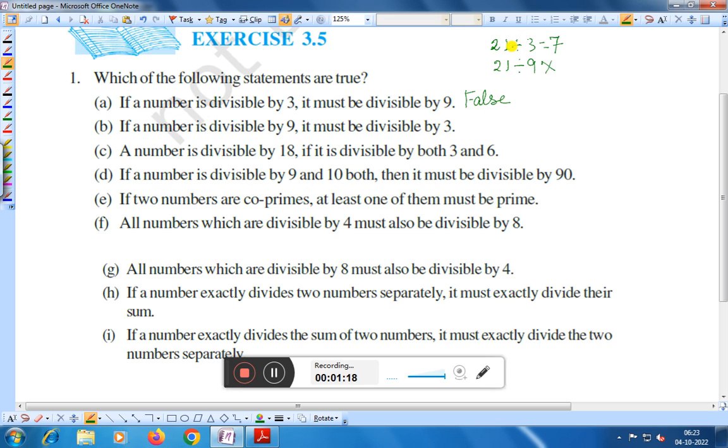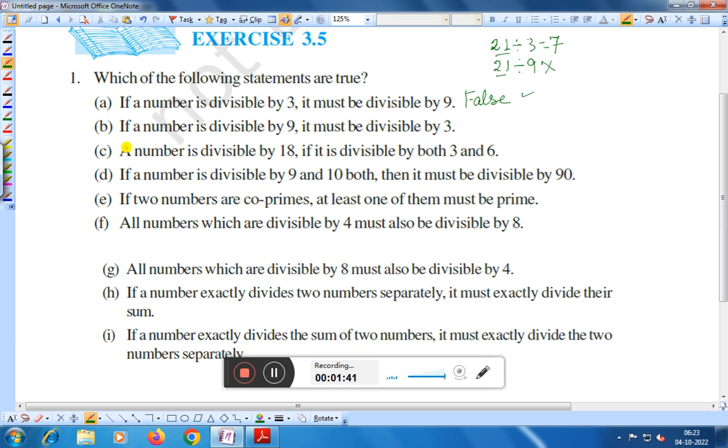Again, we are explaining, if a number is divisible by 3, it must be divisible by 9. If we take the number 21, it is divisible by 3. That is 3 7 21. But if we divide it by 9, it is not divisible, or it has a remainder, right? Or we cannot get any whole number. Therefore, it is false.